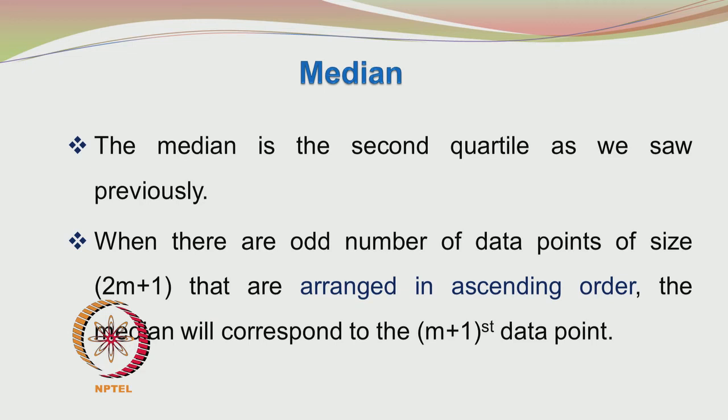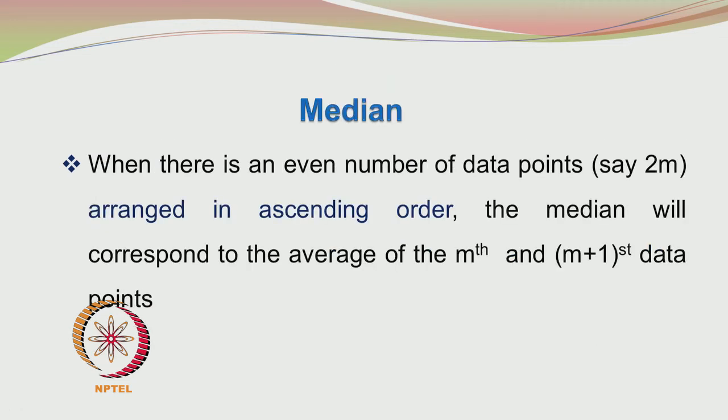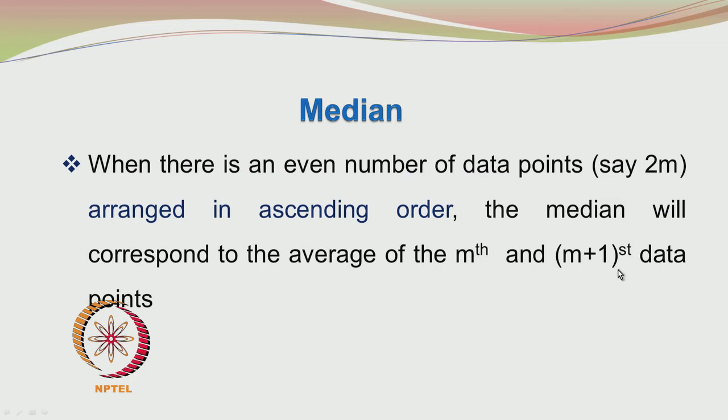If the number of data points in the sample is odd, then the calculation of the median is quite simple. We identify the data point which is in the middle of this spread. Suppose you have 2m plus 1 data points arranged in ascending order, the median will correspond to the m plus 1th data point. When, on the other hand, you have an even number of data points, say 2m, arranged in ascending order again, the median will correspond to the average of the mth and the m plus 1th data point. Suppose you have 4 numbers arranged in ascending order, then you find the second number, which is m, and then the third number, which is m plus 1, and take the average of those 2 numbers to get the median.